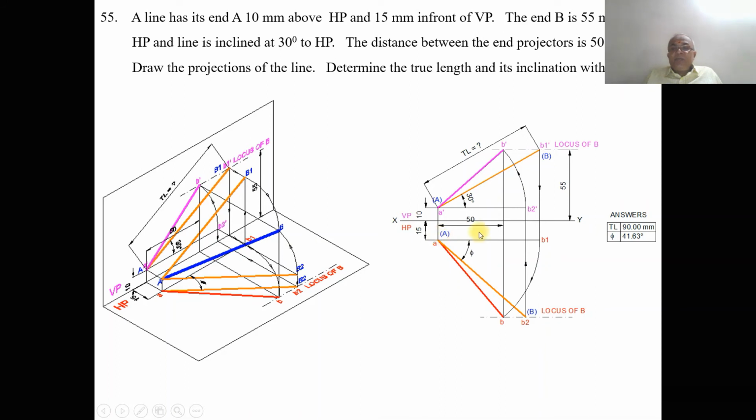Once you get this, now we need to identify the locus of B. B is 55 mm above HP. So from the XY line you measure 55 mm and draw a horizontal dash-dot line.